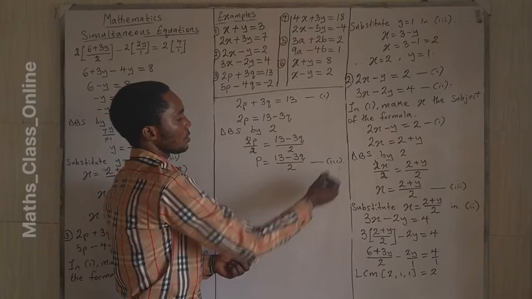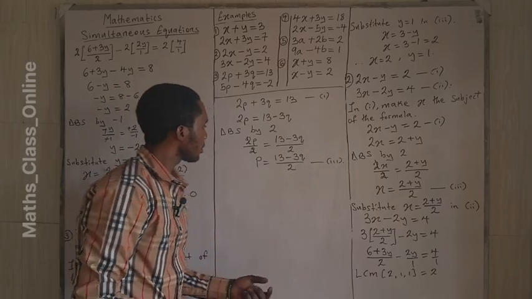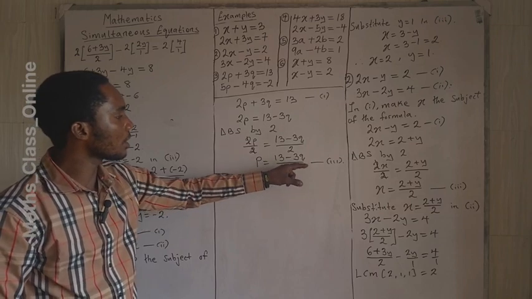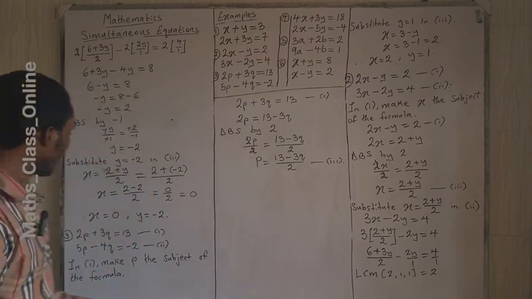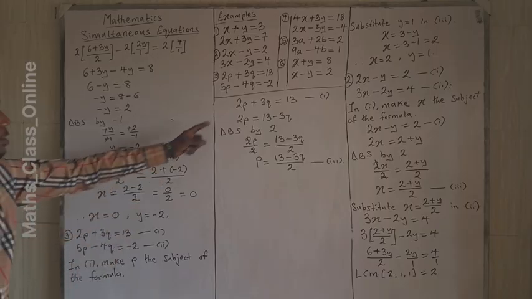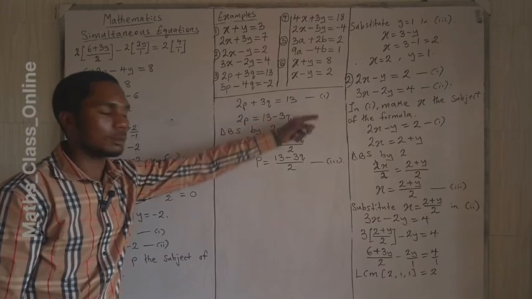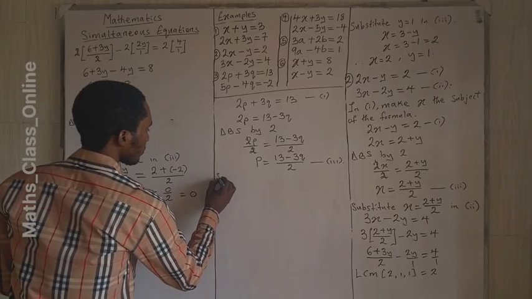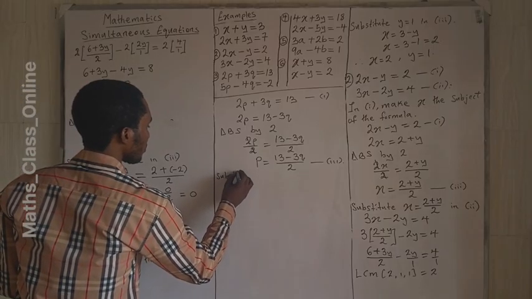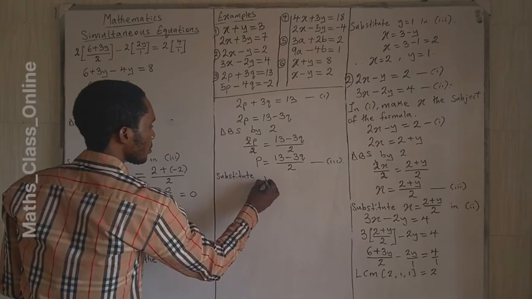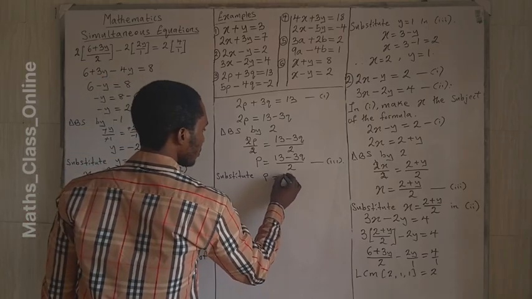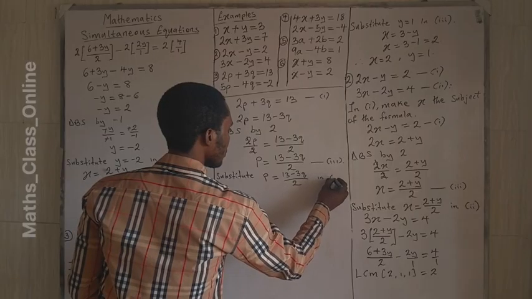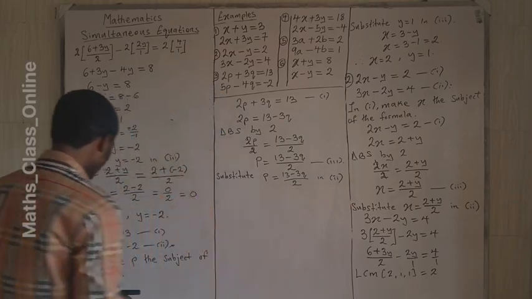We call this equation 3. The next thing is to substitute the value of P, which is (13 minus 3q) over 2, into the other equation. We made use of equation 1, so the other equation is equation 2. And what is equation 2?